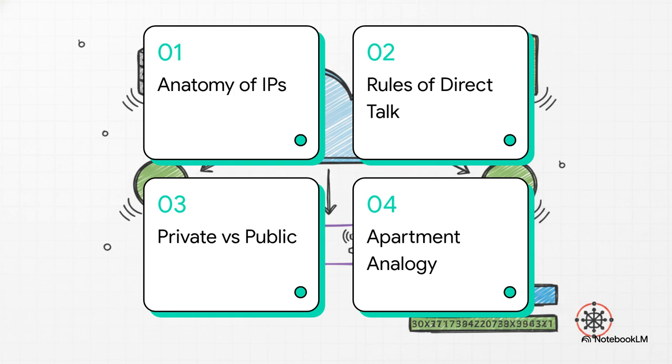Here's our quick roadmap for the explainer today. We'll start with the anatomy of IPs, then cover the rules of direct communication, look at the difference between private and public worlds, and finally, bring it all together with the apartment building analogy. We'll be scaling from the inside of a single computer all the way out to the global internet.